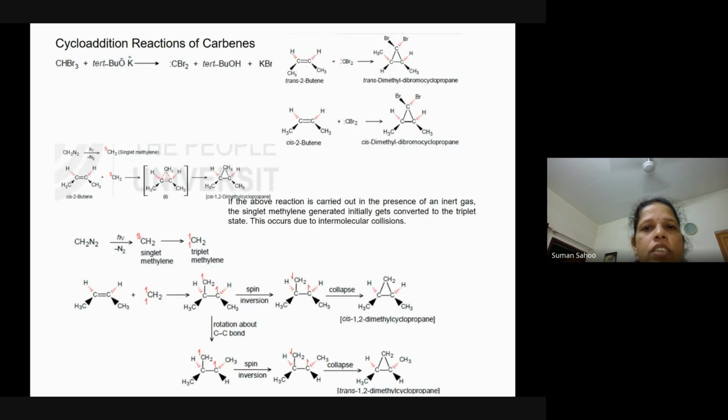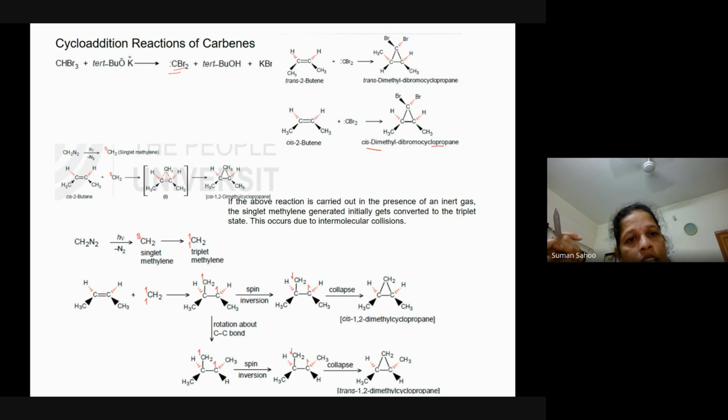First are the cycloaddition reactions of carbenes. This dibromomethylene carbene, when added to trans-2-butene, gives you trans-dimethyl dibromocyclopropane, and when added to cis-2-butene, it gives you cis-dimethyl dibromocyclopropane. So this is quite stereospecific.